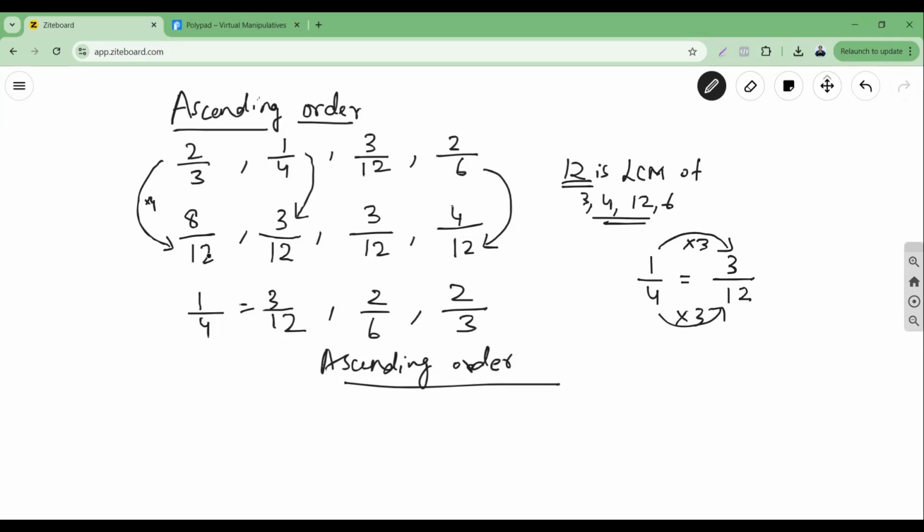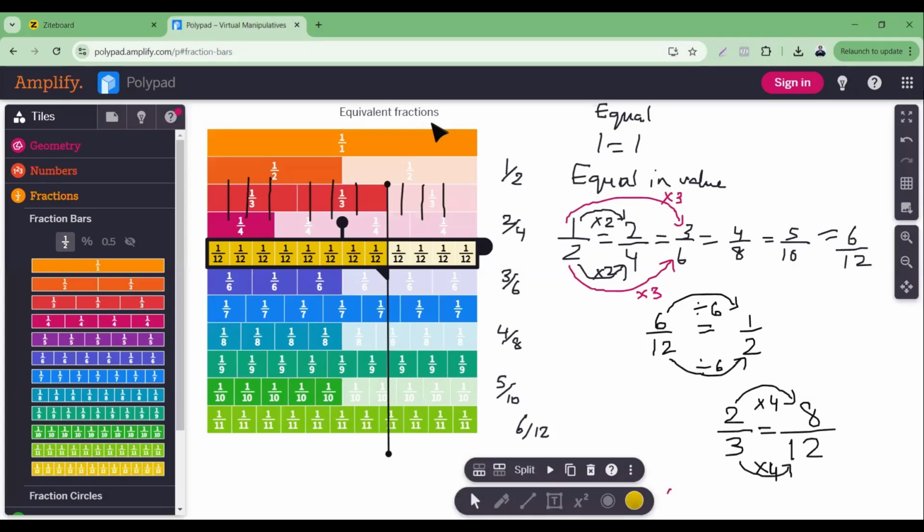Now I am going to convert every fraction into the fraction which has the lowest common multiple as the denominator. Once I've done that, all the denominators will be the same and the numerators will vary. Based on the varying numerators, I can decide which is the smallest one and which is the greatest one. In this way, we can find out the ordering of fractions even when the denominators are not the same. For this, we have used the concept of equivalent fractions.